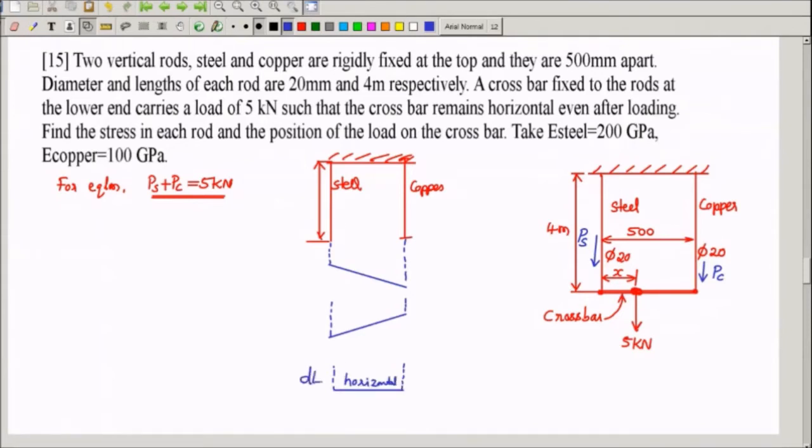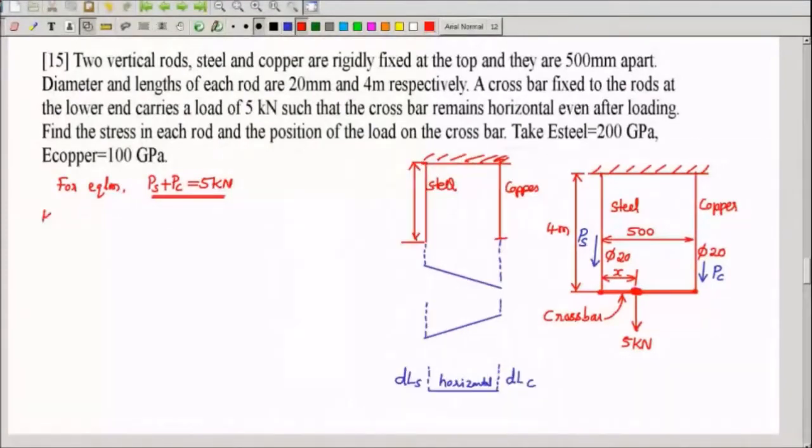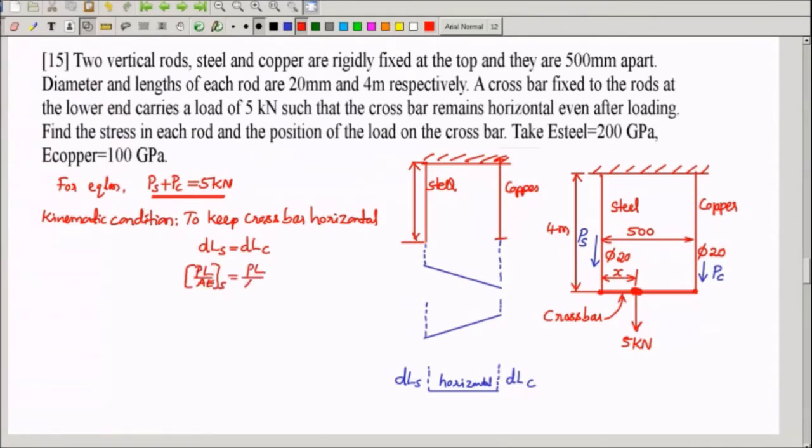So this is DL of steel, this is DL of copper. So when DL of steel is equal to DL of copper, then only this is possible. So that I have to use it as a kinematic condition now. So to keep the crossbar horizontal, DLS has to be equal to DLC, and DLS is what? PL by AE of steel should be equal to PL by AE of copper. P for steel member we have called it as PS. Length is same for both, 4 meter, I write it as 4000 mm, divided by area. Area is also same for both, pi into 20 square by 4, into E.